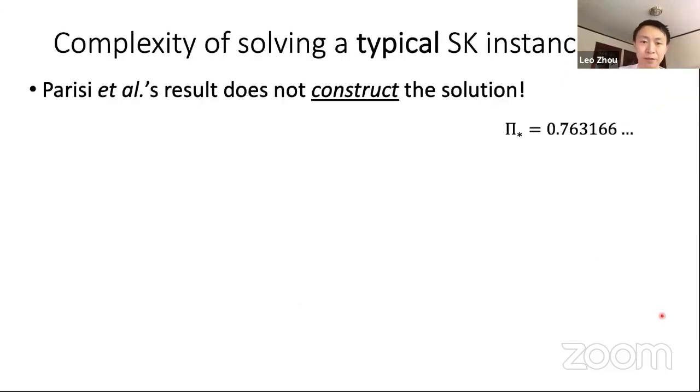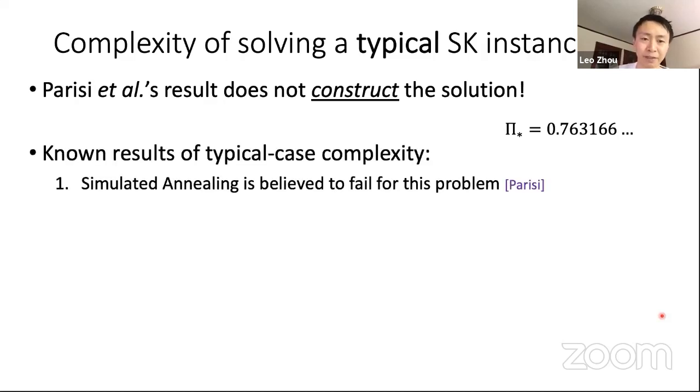Well, that's very nice since we know the maximum energy, but the Parisi result doesn't actually tell us how to construct the solution. It doesn't tell us what the bit string is. So what's the complexity of solving the SK model in the typical case? You can try simulated annealing, but it's believed to fail for this problem because of the spin glass nature of the solution space. We believe that if you run simulated annealing for any sub-exponential time, you will get stuck at an energy just below the maximum energy given by the Parisi value.